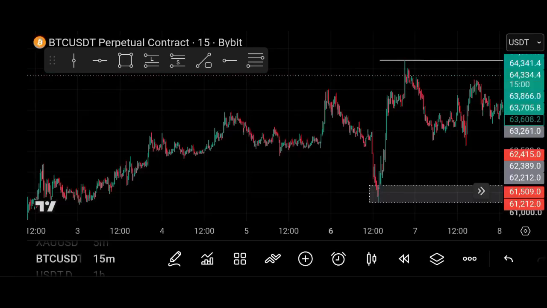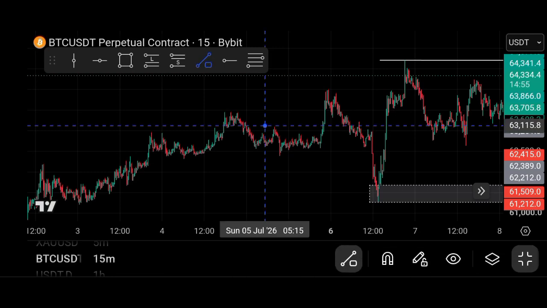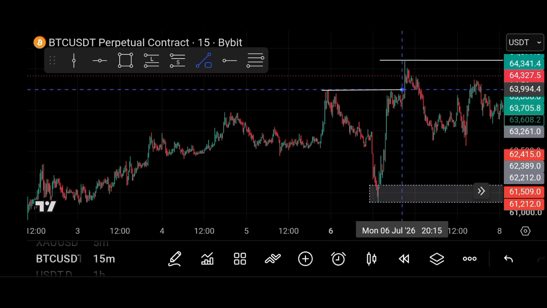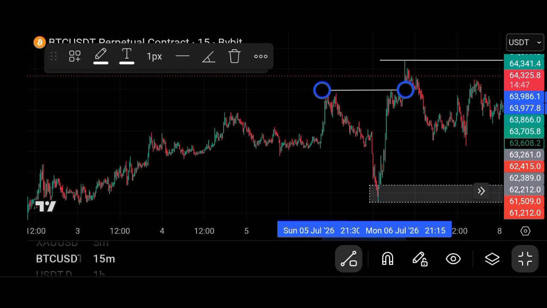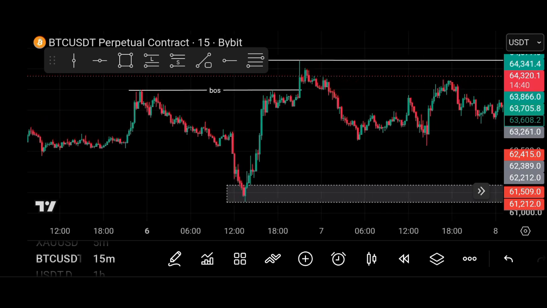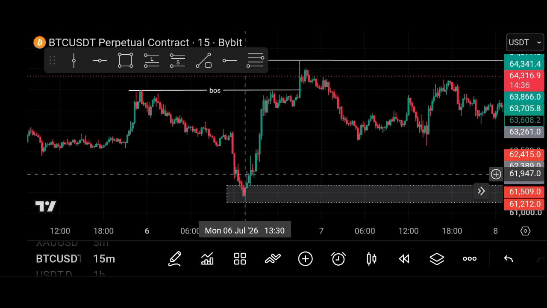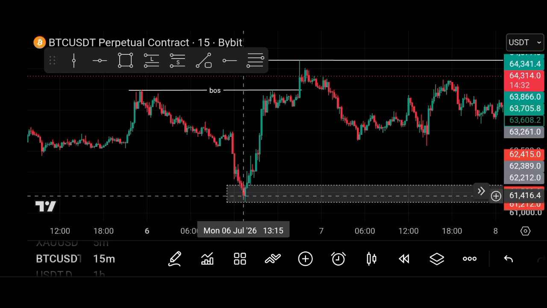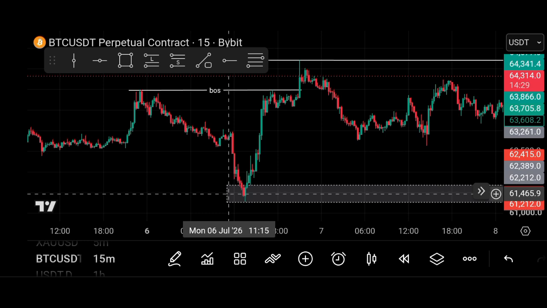On this day, I took a BTC trade, so I'll first look for my most recent break of structure to the upside, which is this level here. What do we do after finding our most recent break of structure? We draw our demand or supply zone depending on the area. In this case, our demand zone is the last bearish candle. So we're going to draw our zone, which is this zone marked up here.